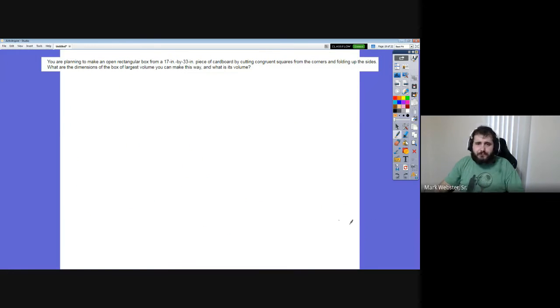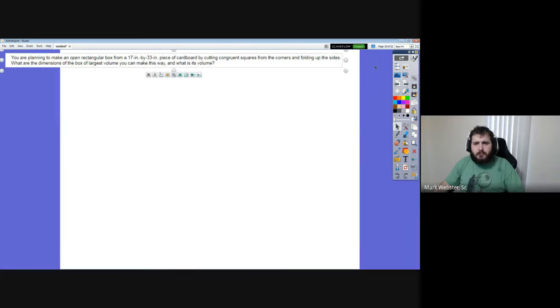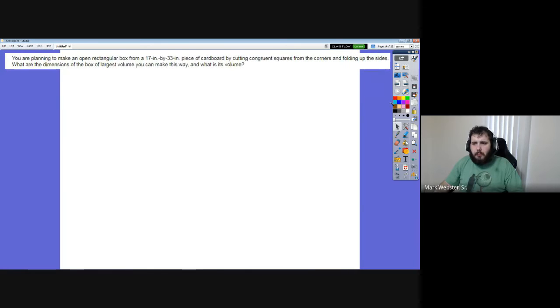Next one. So here now we have a problem that gets thrown around in algebra a little bit. You're planning to make an open rectangular box. This is a very common description: open rectangular box, or open cube box, or what have you.